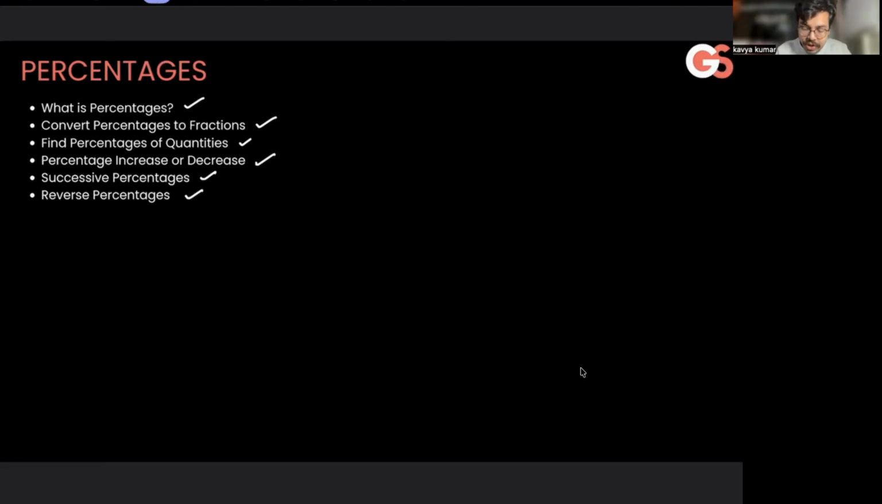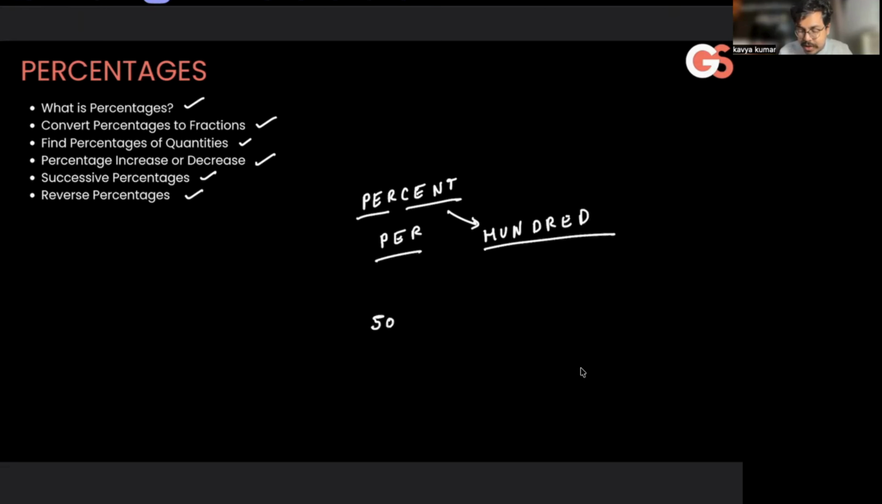So, what is percentage? That should be a basic question. Percentage basically means per hundred, or percent, as the word suggests. Cent is nothing but 100. Let me write it down. Let's say it's given as 50%. What does it mean? 50% means 50 per 100, which is 50 upon 100, which is 1 by 2.